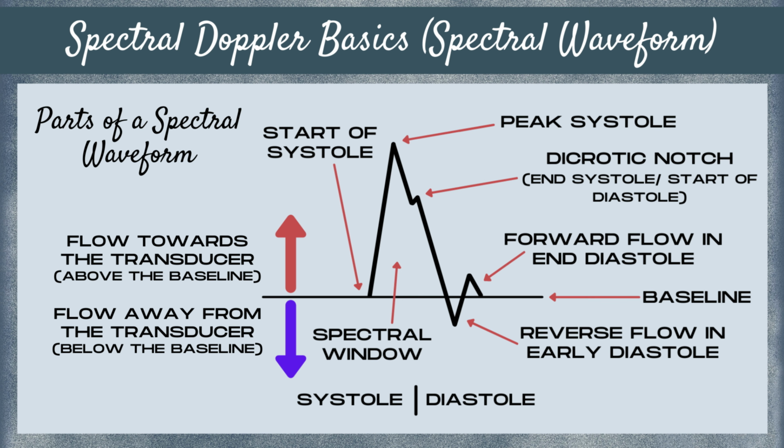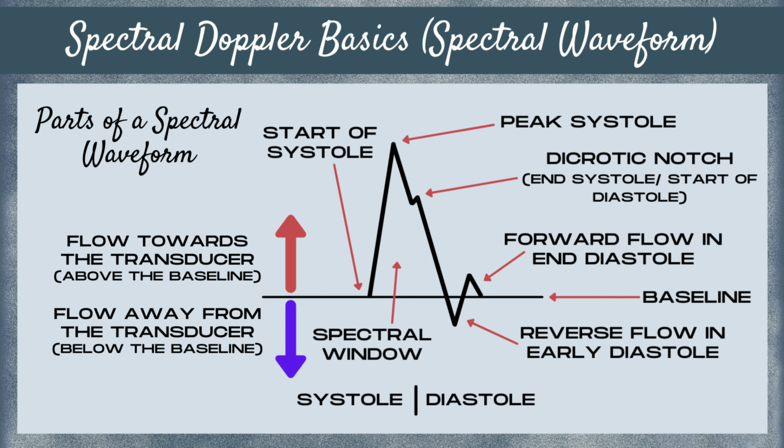This is the top of the waveform. And then it moves down a bit into the dicrotic notch. And this dicrotic notch is a notch on the waveform that indicates the end of systole and the start of diastole. And then the waveform is going to continue down, and it's going to go below the baseline and show an element of reverse flow in early diastole. And then it's going to rise back up above the baseline and show forward flow in end diastole.